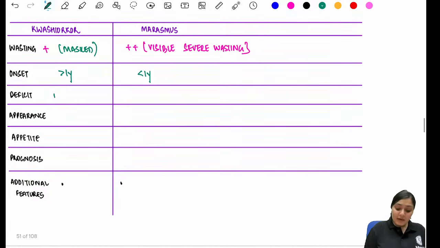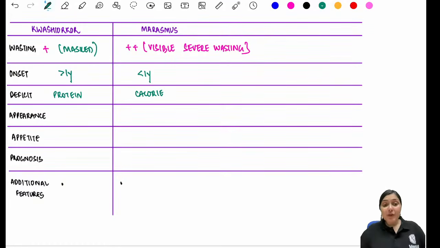The deficit mainly here is protein. On the other hand, the overall calorie deficit is in Marasmus. Appearance, you all know the edematous appearance. That is the fat sugar baby appearance you see in Kwashiorkor. On the other hand, the Marasmus child is very cachectic. It is known as the skin and bones baby.